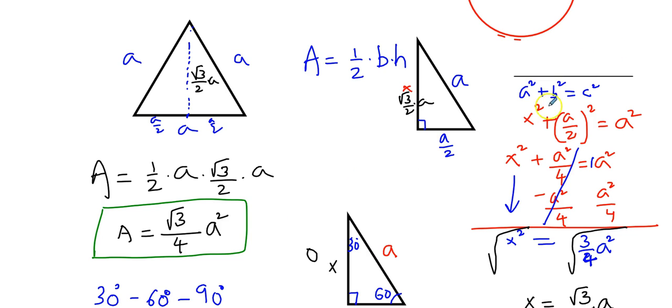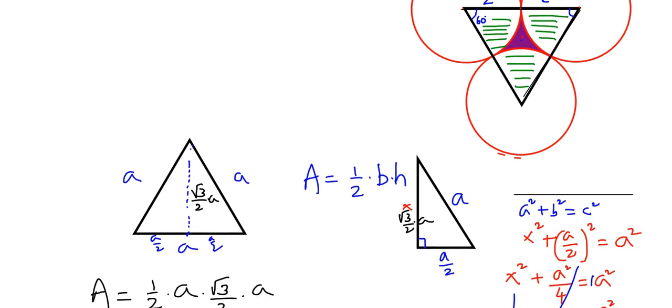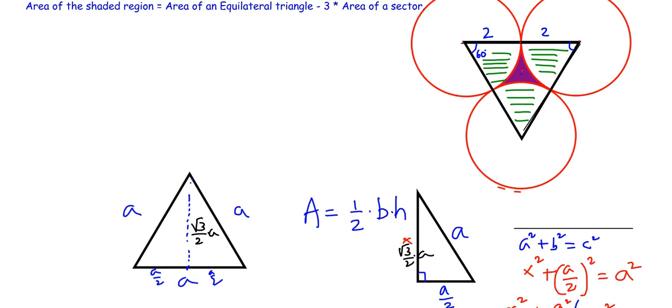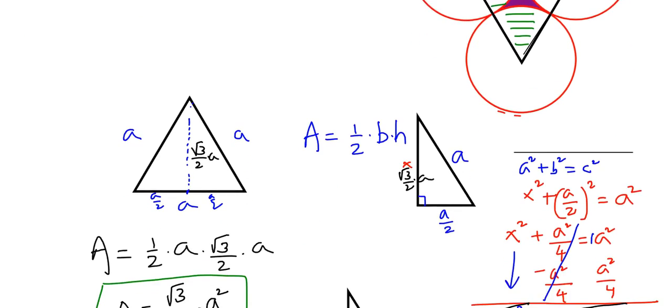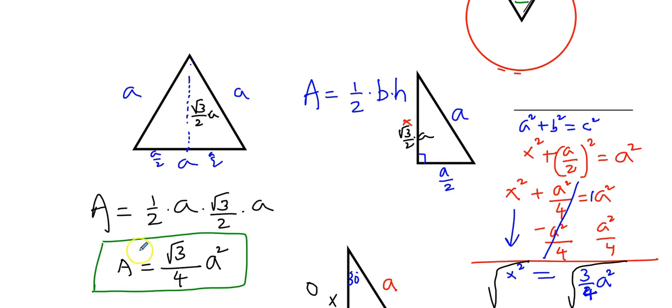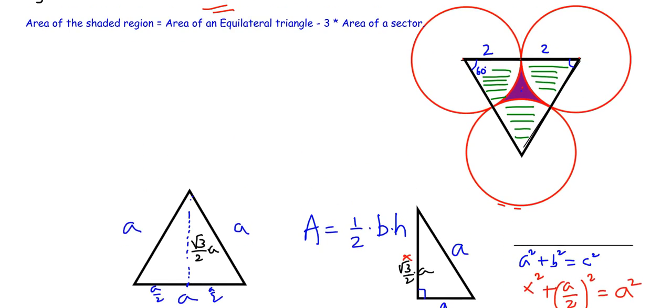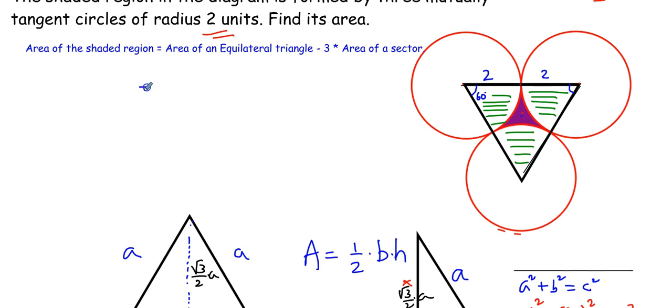So why I'm telling you this is, once you have this process, you don't have to worry about how I got root 3 over 4 a square as the area of an equilateral triangle precisely. You can just write it down, because you have to just remember it. They won't give you the formula, so write it down. Area of an equilateral triangle, root 3 over 4 times a square, minus 3 times area of a sector.